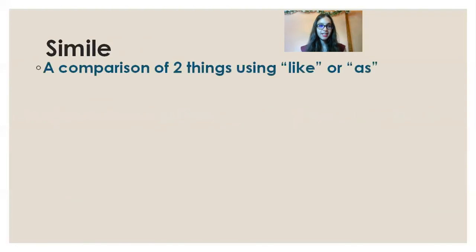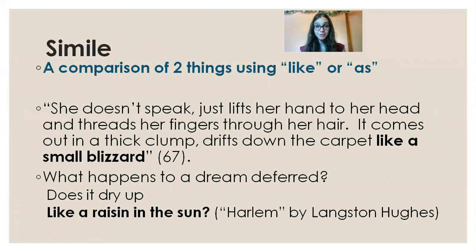A simile is a comparison of two things using the words like or as. "She doesn't speak, just lifts her hand to her head and threads her fingers through her hair. It comes out in a thick clump, drifts down the carpet like a small blizzard." That's another one from My Sister's Keeper. So comparing this girl's hair coming out to a small blizzard, and it's got the word like.